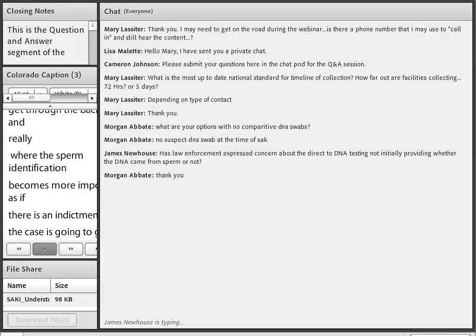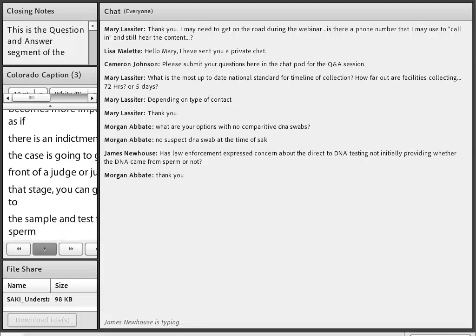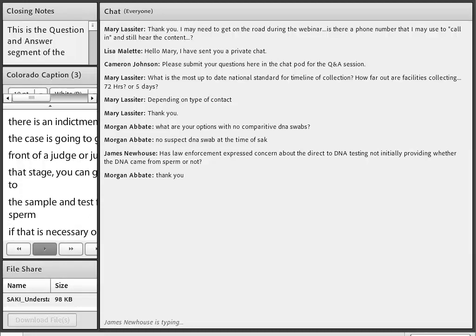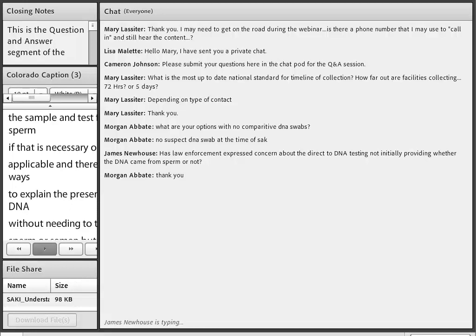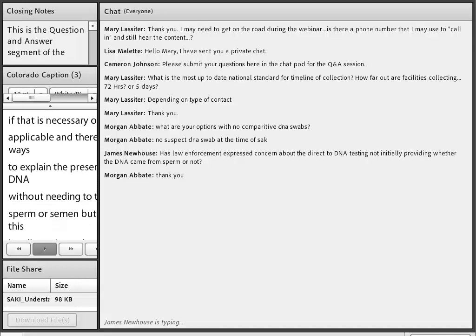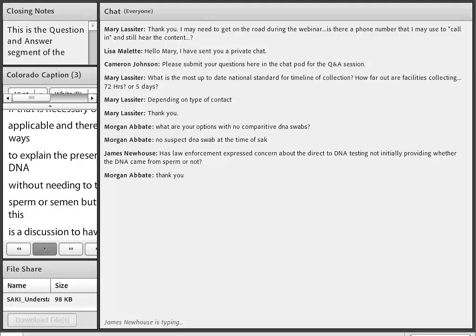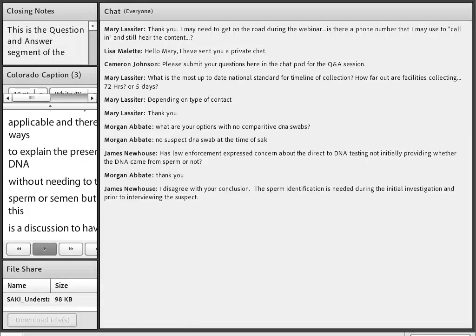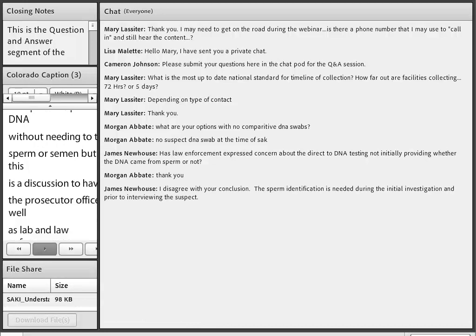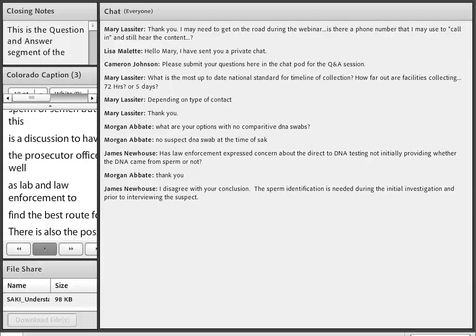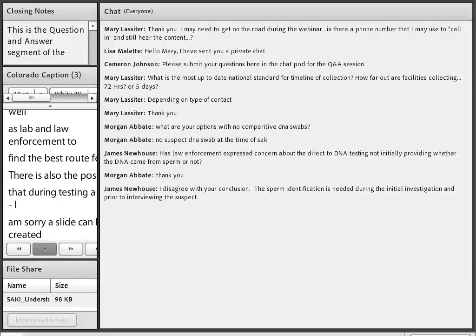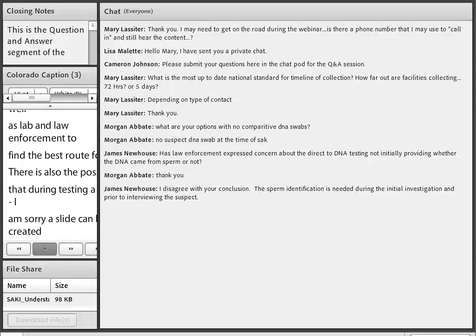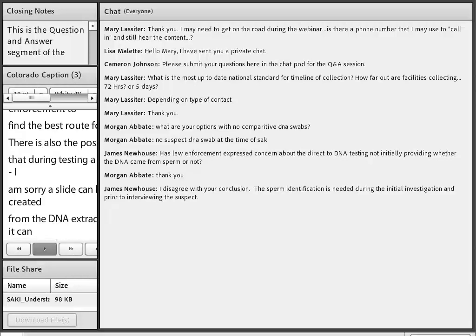There are ways to explain the presence of DNA without needing to test for sperm or semen, but again, this is a discussion to have with the prosecutor's office as well as the lab and law enforcement to find the best route for you. There's also the possibility that during testing, a slide can be created from the DNA extract, and it can be preserved. So that can also be helpful in later on going back and determining if DNA is there.